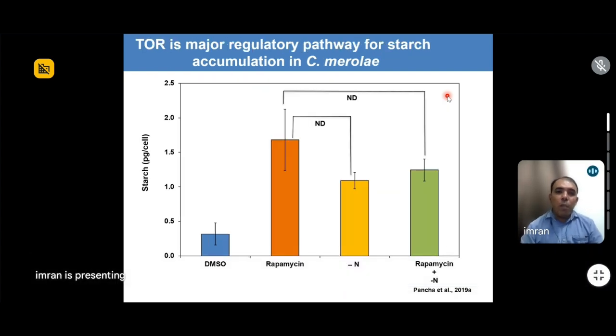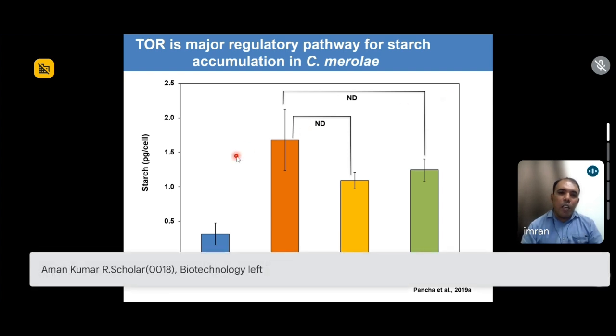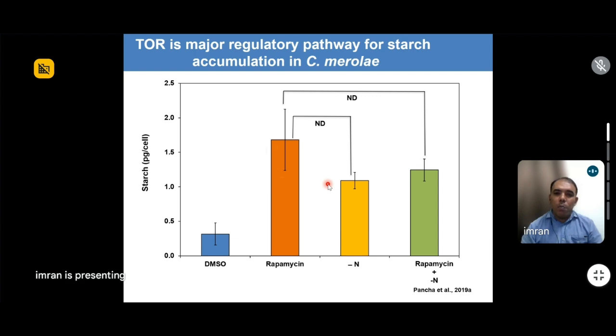Many researchers working on biofuel generally use nitrogen starvation to improve the starch or lipid content in microalgae. So I did another experiment where I added rapamycin, I also provided nitrogen starvation to the cell, and in the third condition, I did nitrogen starvation along with rapamycin treatment and estimated the starch content. As you can see from this slide, compared to DMSO, all these three conditions produce a very high amount of starch. In fact, the amount of starch in rapamycin and in rapamycin with nitrogen starvation is not significantly different. It means that TOR might be a major regulatory pathway for starch accumulation in C-zone.